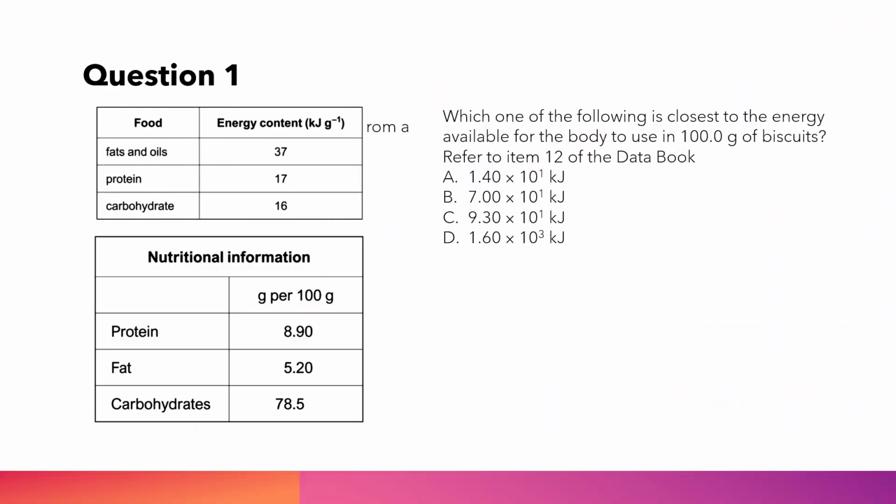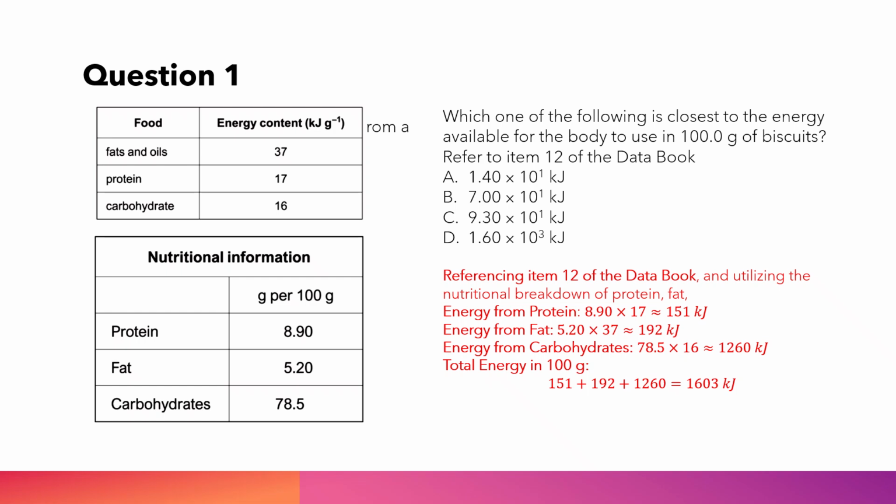Referencing item 12 of the data book, and utilizing the nutritional breakdown of protein, fat, and carbohydrates per 100 g of biscuit, the total energy was calculated to be 1,603 kilojoules for 100 g.